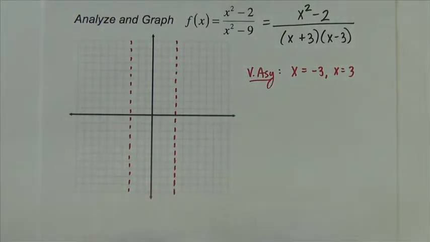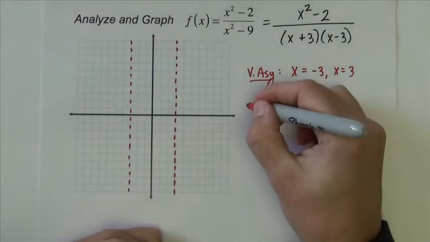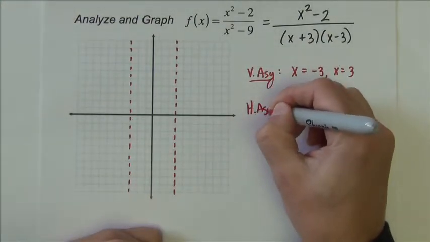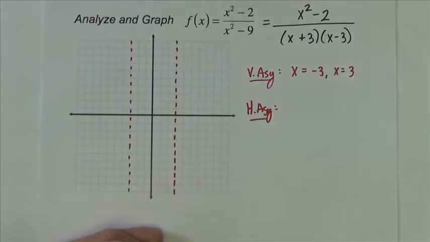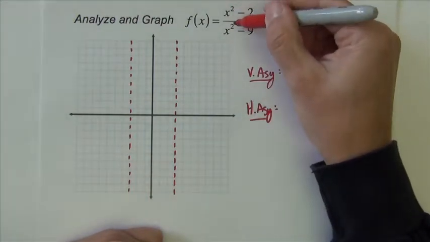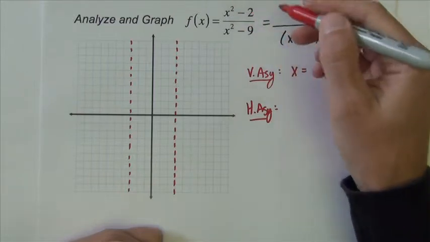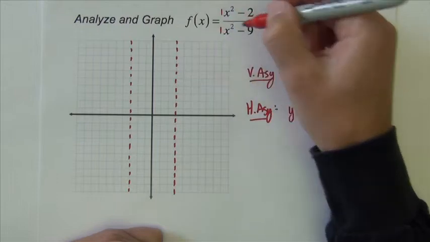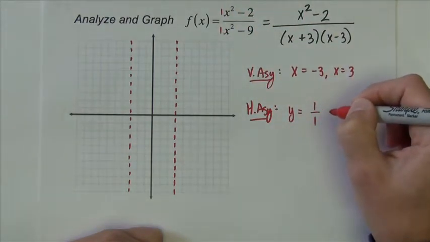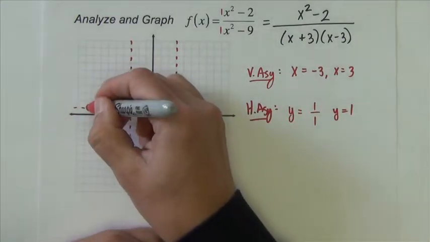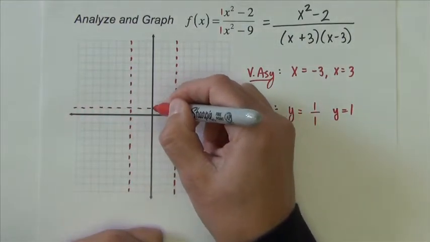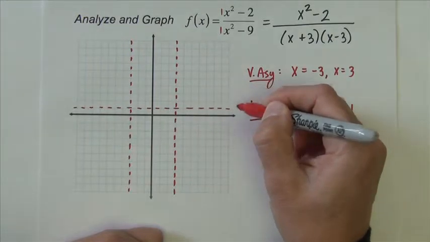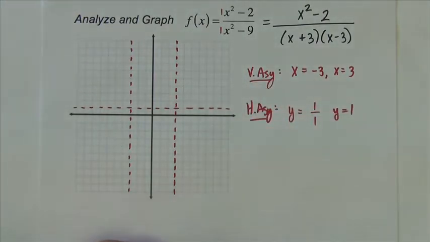Okay. Next I'm going to look for my horizontal asymptote. So again, I look at powers of x. Notice it's 2 on top, 2 on bottom. They are the same. So for the horizontal asymptote, I'm going to take their coefficients, 1 and 1, and divide them. So y equals 1. Okay, so there's our asymptotes in place.